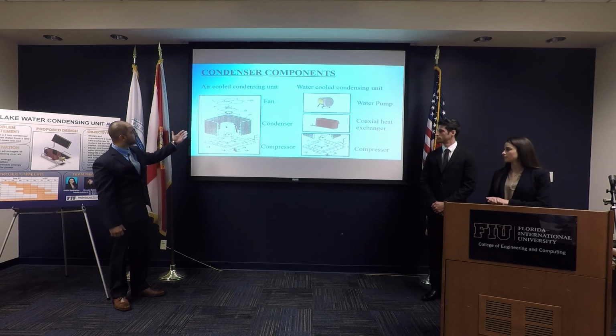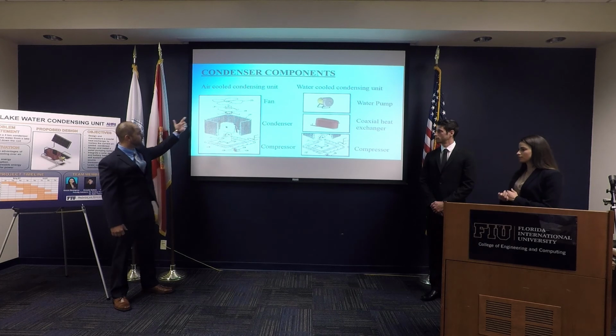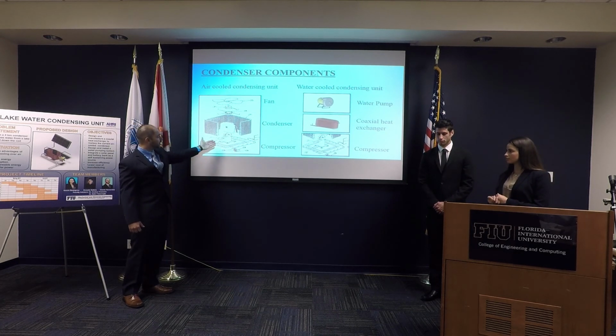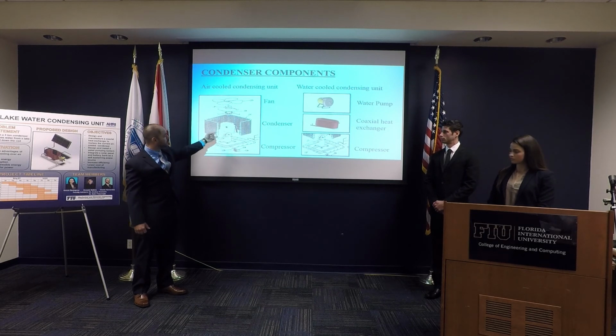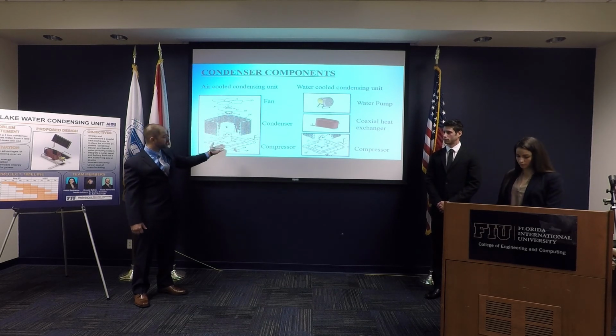Here you have the components of an air-cooled condensing unit, which includes a fan, an air-cooled coil, and a compressor. We're going to replace the fan with a water pump and the air-cooled coil with a coaxial heat exchanger, and the compressor will stay the same.